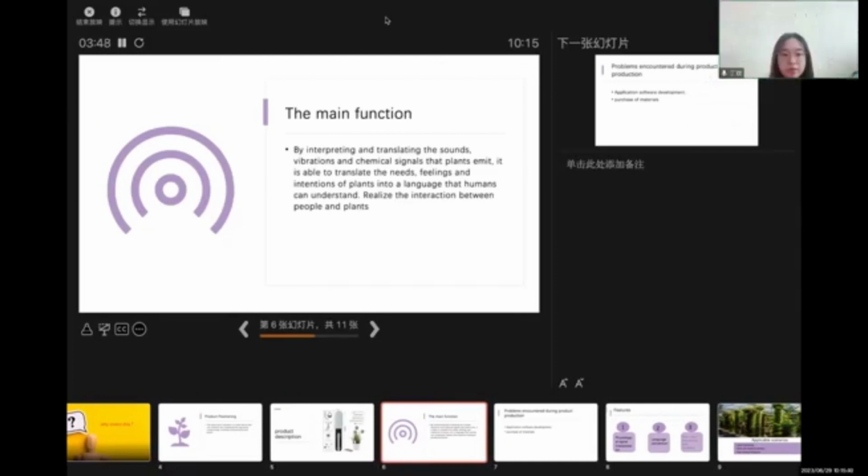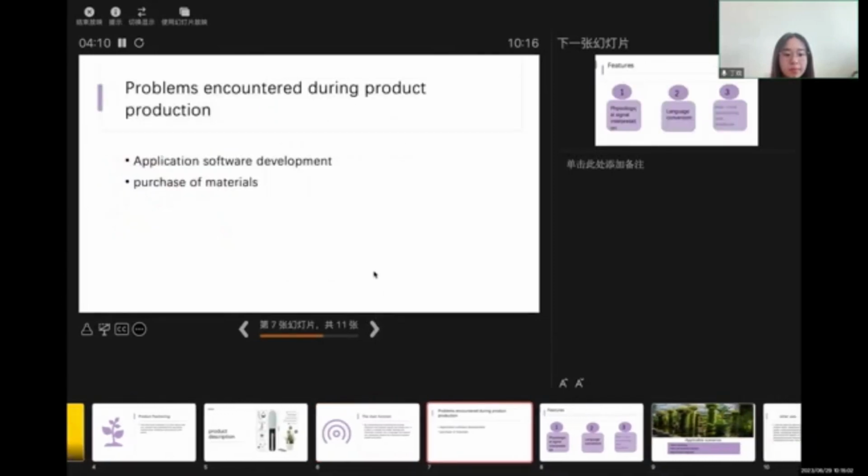The main function is interpreting and translating the sounds, vibrations, and chemical signals that plants emit. It is able to translate the needs, feelings, and intentions of plants into a language that humans can understand, realizing the interaction between people and plants.